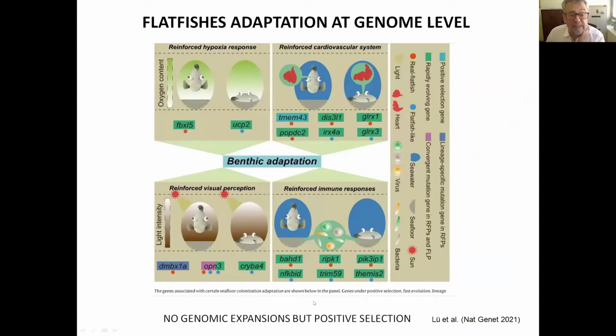In this paper it is also very interesting that no genomic expansions were detected by this group regarding the most important challenges for living on the sea bottom, like hypoxia response, cardiovascular system, visual perception, and immune responses. But very important genes related to these challenges showed very quick positive selection. And the very interesting issue is that the modern and old flatfish, despite using some common genes for solving the same challenges, also use different routes and different genes to respond to the evolutionary demands, reinforcing the idea that there is a polyphyletic origin.